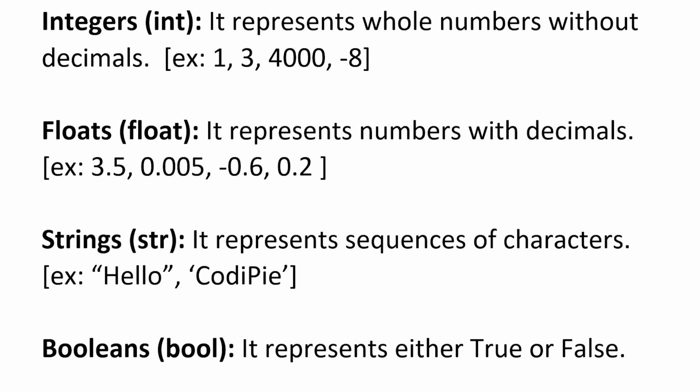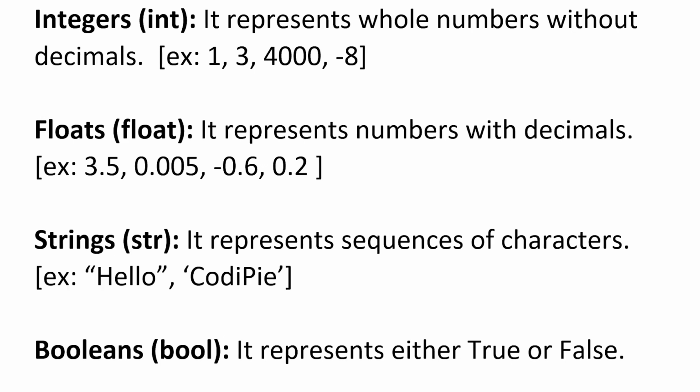Third one is strings. It represents sequence of characters. Examples are hello, codify, likewise. The fourth basic data type is booleans, bool. It represents either true or false.